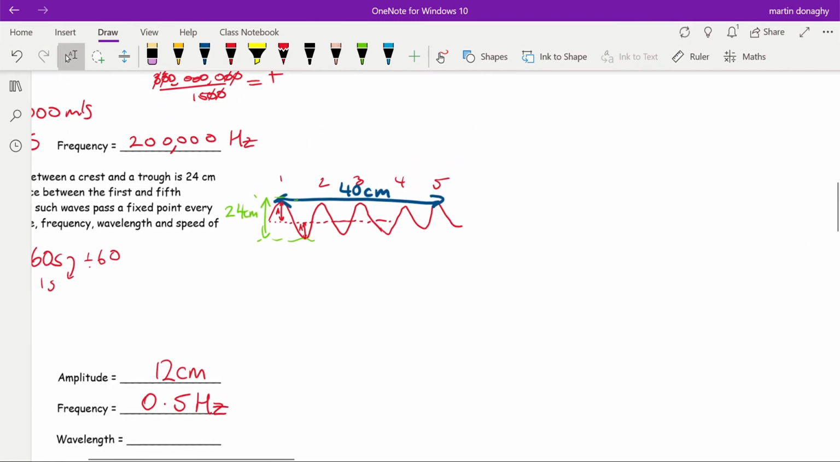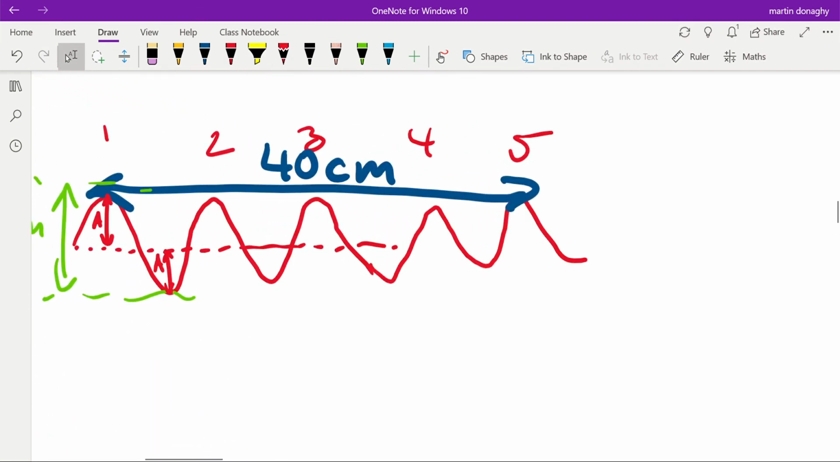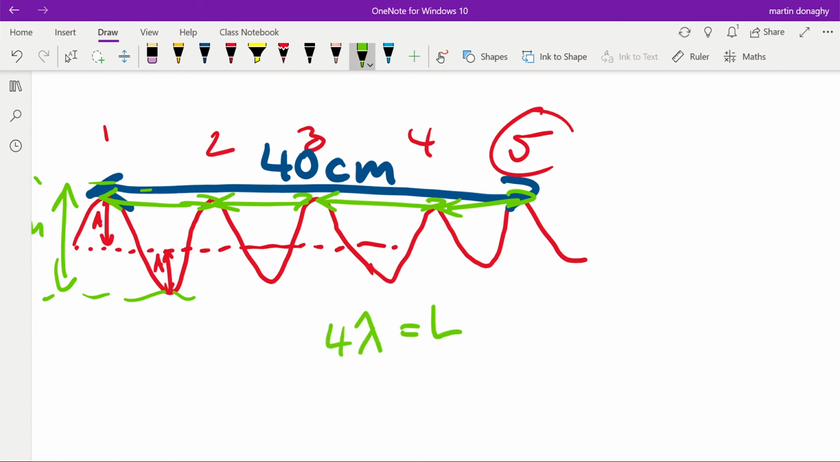Wavelength then, be very careful with this. How many wavelengths is there between here and here? It's not 5, because if we count them, between there and there is 1, there and there is 2, peak to peak 3, another peak to peak 4. So we really have 4 wavelengths there. And 4 wavelengths are 40 centimeters long, therefore one wavelength will be 10 centimeters long.